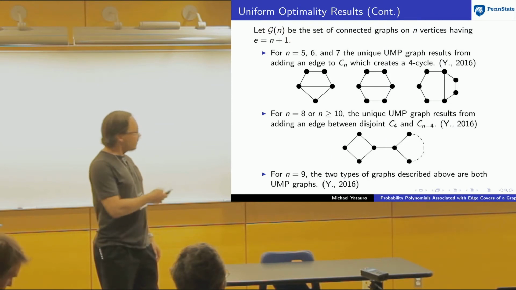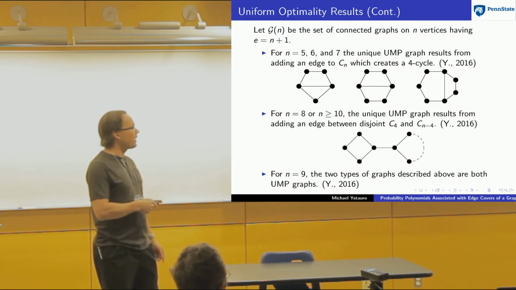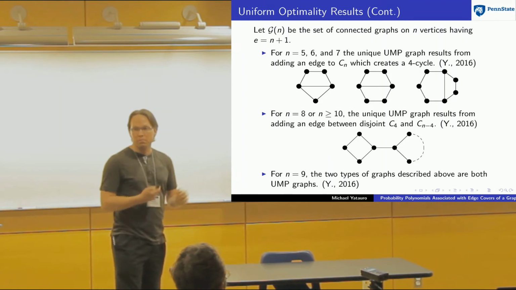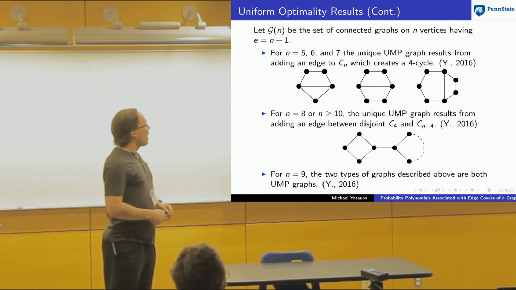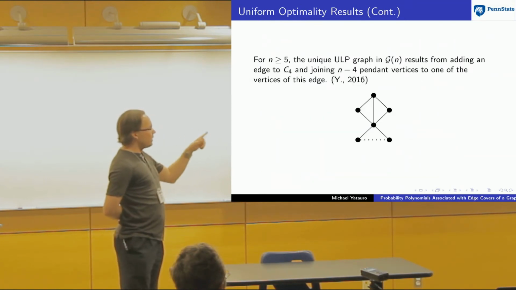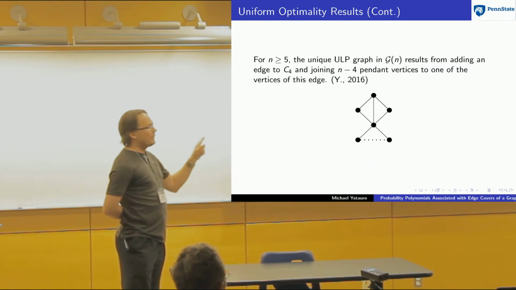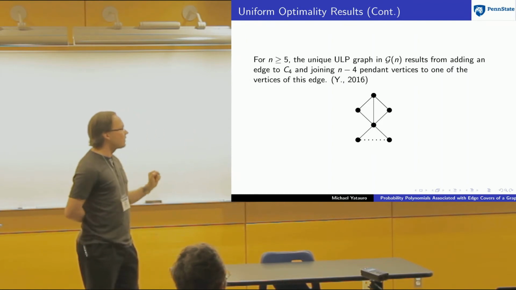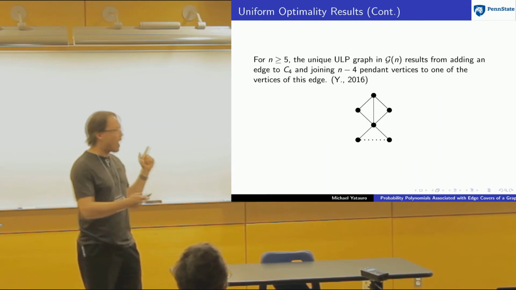So it was interesting to see the jump from this to this here. Of course, we have to wait until n equals 8 to even have graphs like this, where the smaller component is a C4. Okay. And then this one seems to be directly in line with the previous instances in the two previous classes, the trees and the unicyclic graphs.